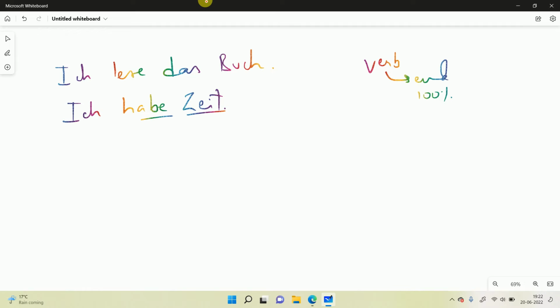Right? Anybody has any doubt on this framing of this sentence? I will just write it down right away. Ich lese das Buch, then comma, wenn ich Zeit habe. Anybody has any doubt in framing this sentence?